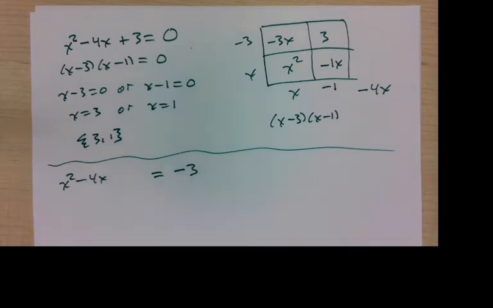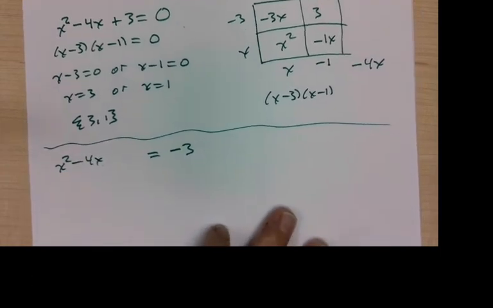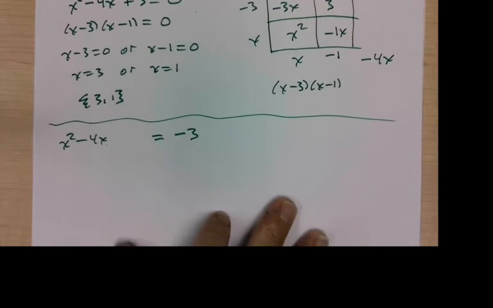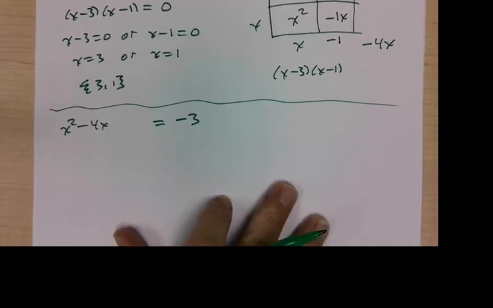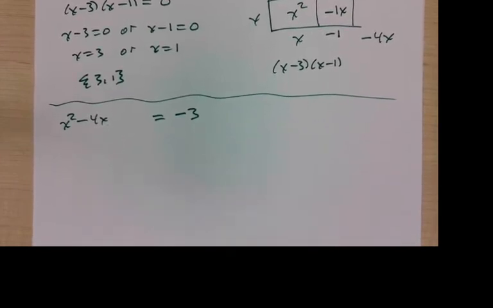And I want to add something to both sides to complete the square. Now we know we should get an answer of 3 and 1. That'll be a way for ourselves to check. So how do we complete the square on x squared minus 4x?